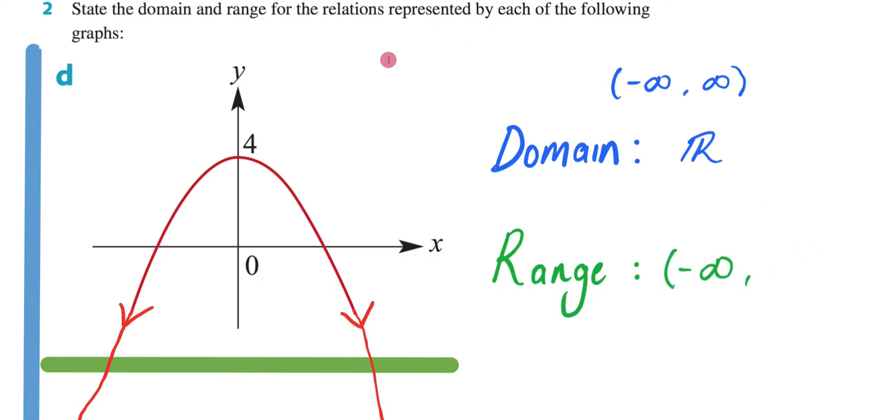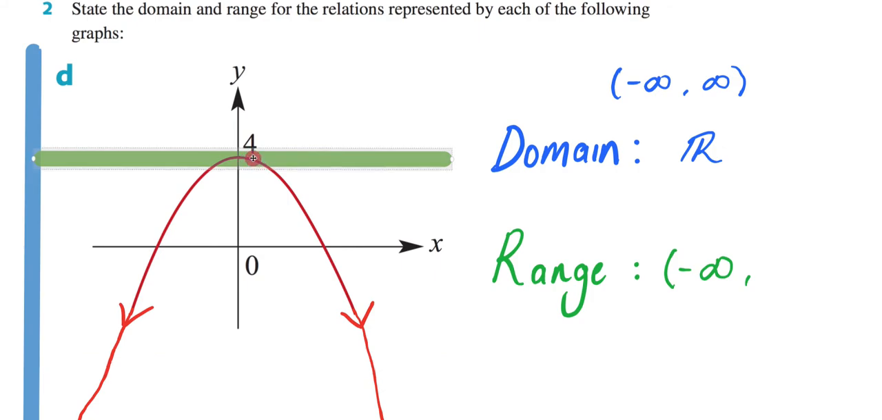And then I can grab my line and bring it up and up and up. The last place where this horizontal line touches the graph is going to be y equals 4. So my last y value is going to be 4. So therefore, I could say that my range begins at negative infinity and ends at 4. My lowest y value is negative infinity and my highest y value is 4.